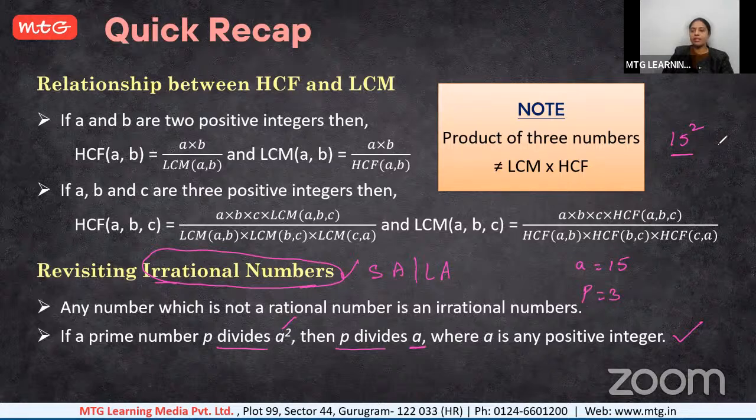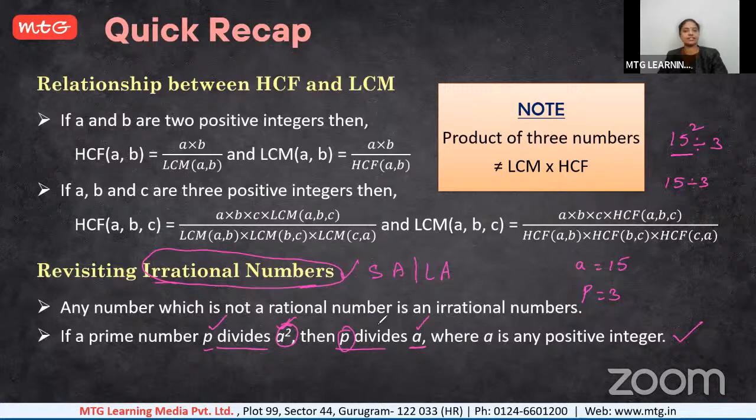Now, when 3 is able to divide 15 square, that is, 15 square is a multiple of 3, then automatically 15 also will be divisible by 3, or 15 also will be a multiple of 3. That is the simple statement. It's very simple logic. If a perfect square, or the square of a number, is divisible by a prime number, then the number also will be divisible by that prime number. Such a simple thing this is.